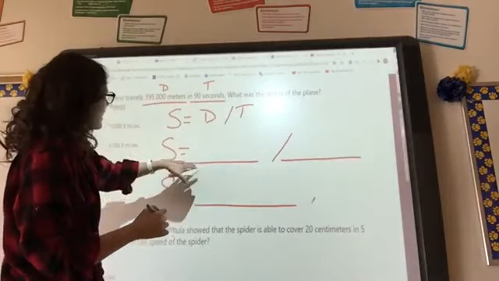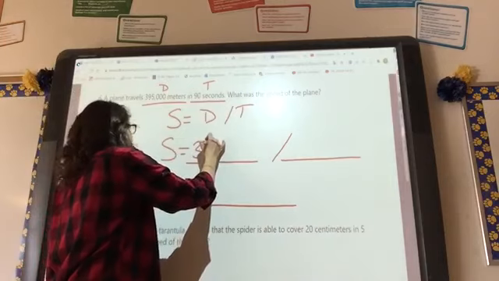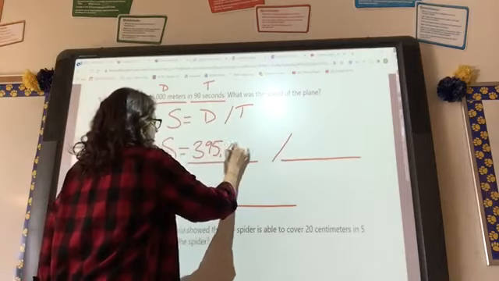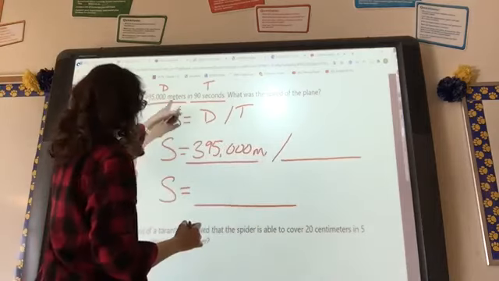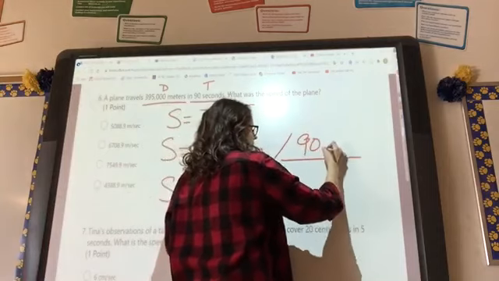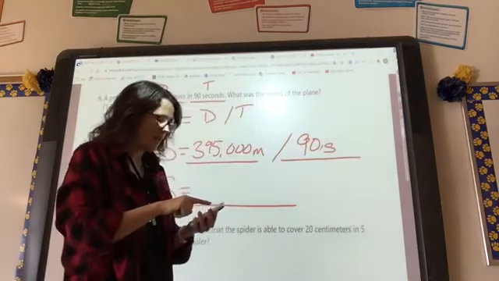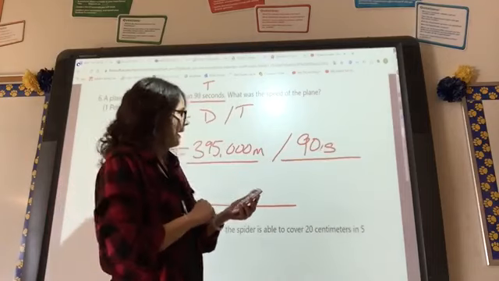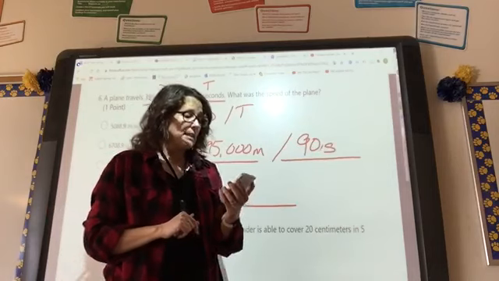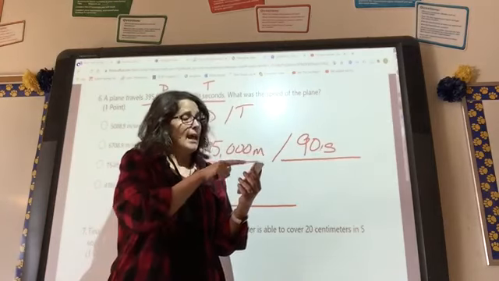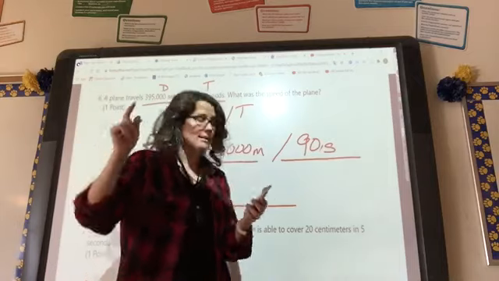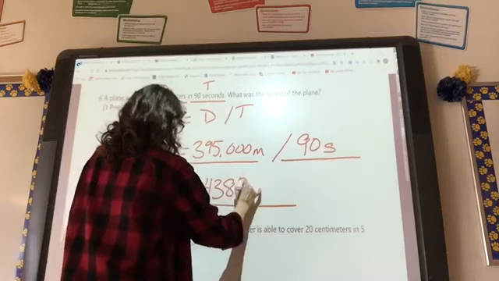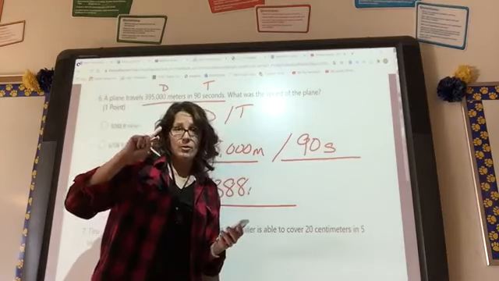We just need to pull these numbers down. The first one is 395,000 m for meters, and 90 s for seconds. We just do some math on that. So 395,000 divided by 90. That is 4,388.88888888. So I've got 4, 3, 8, 8, and remember I want 2 decimal places.